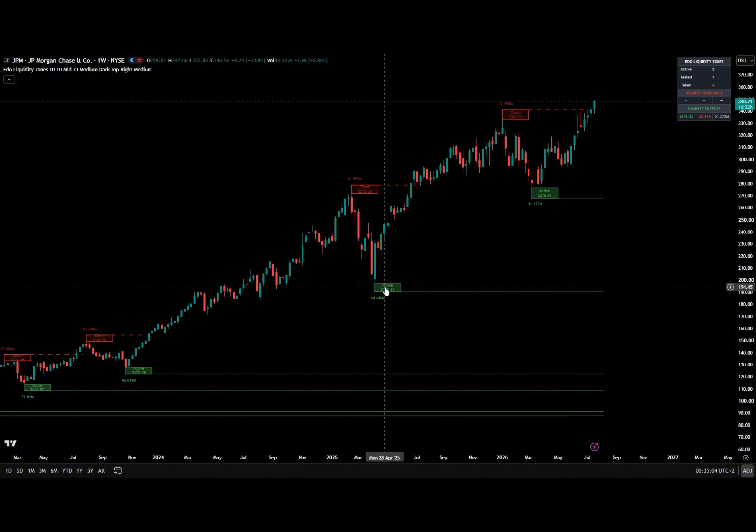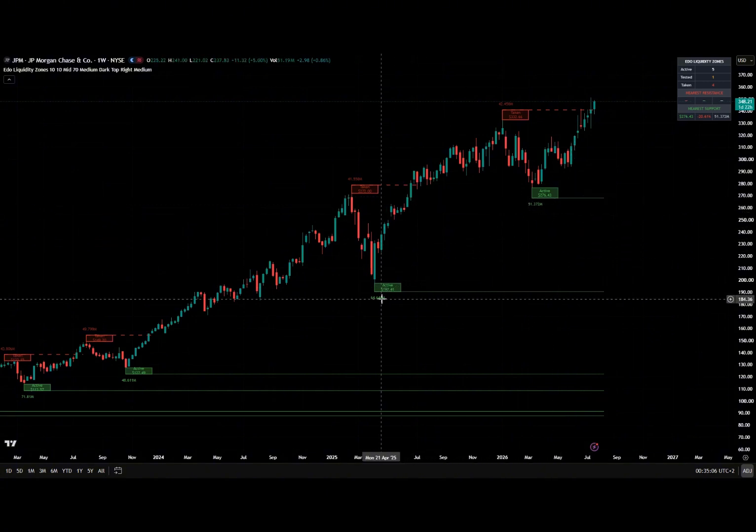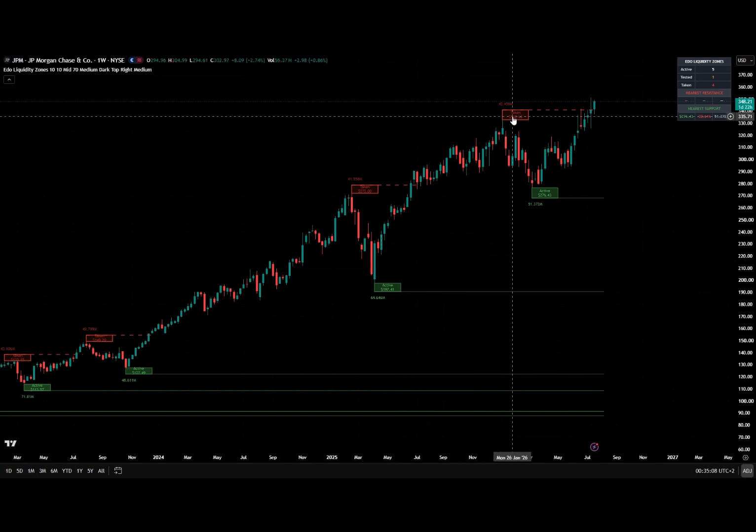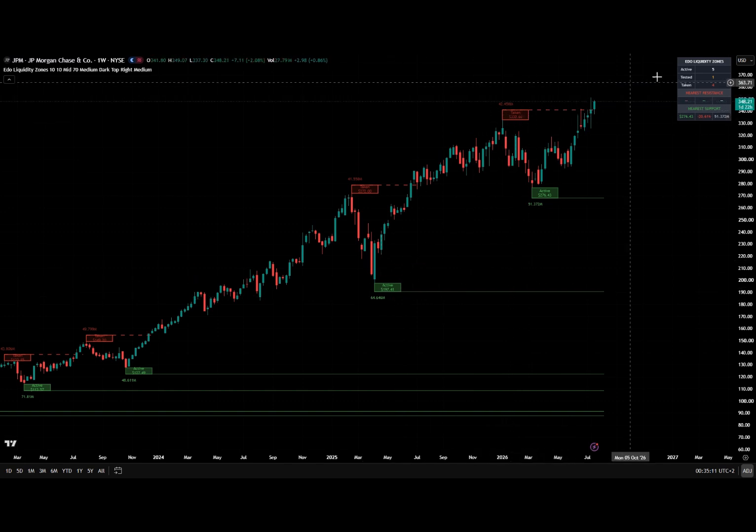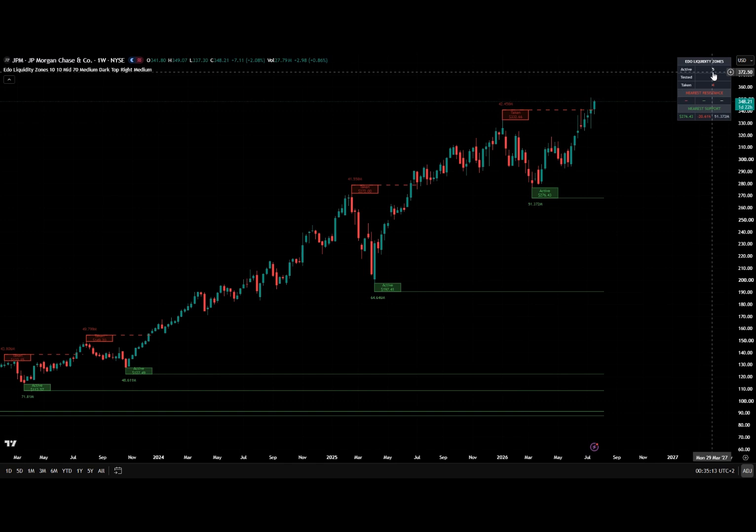Green below price is support, red above is resistance, and every zone carries the volume that built it. On JP Morgan Weekly there are 5 zones still intact, 1 that has been tested, and 4 that price has already taken out.